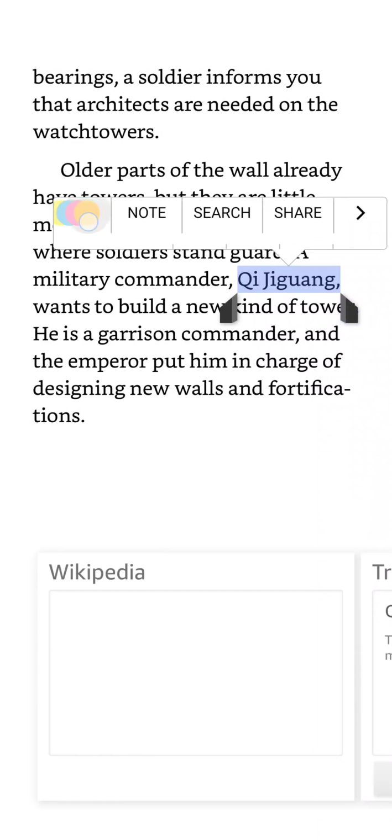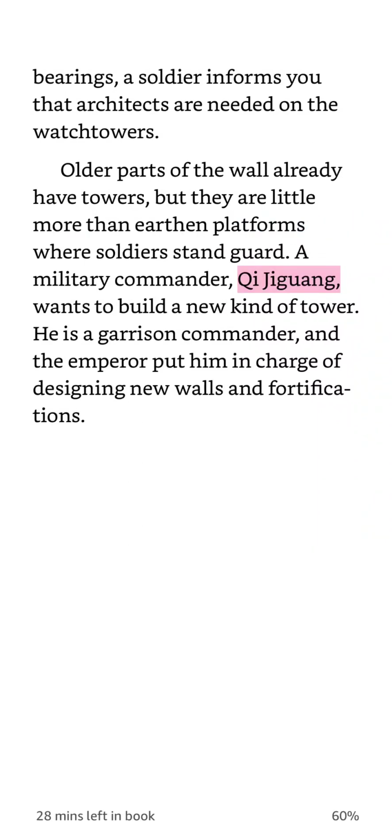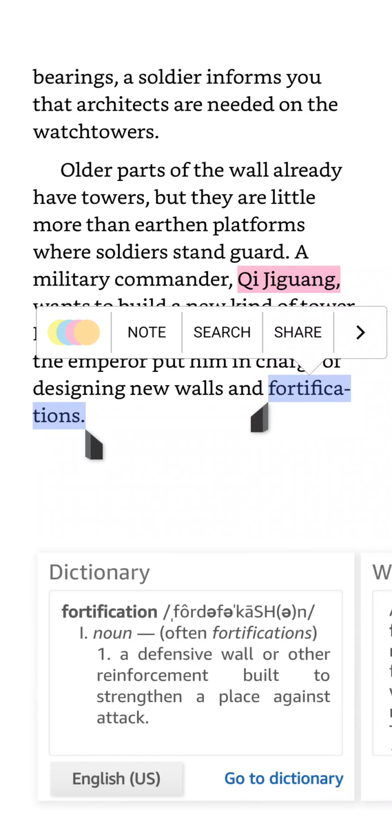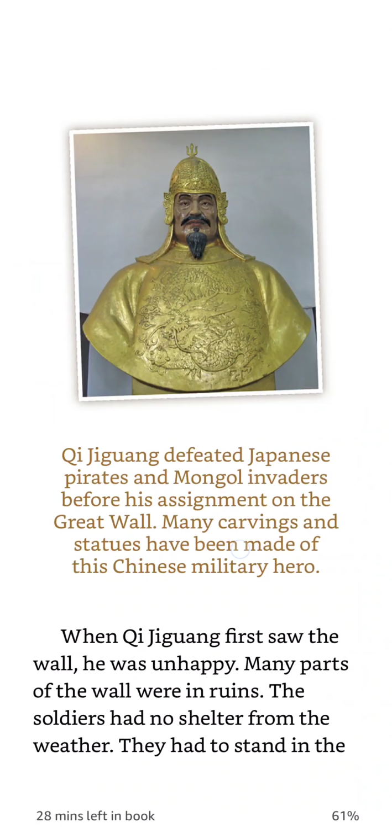All right, I want to know who this person is and what kind of new tower it could be. He is a garrison commander, and the emperor put him in charge of designing new walls and fortifications. All right. Qi Jiguang defeated Japanese pirates and Mongol invaders before his assignment on the Great Wall. Many carvings and statues have been made of this Chinese military hero.